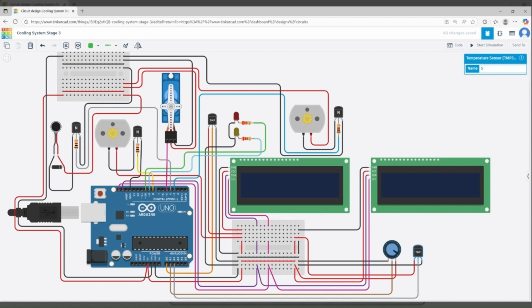Try adjusting the potentiometer to simulate different desired temperatures. Watch how the blower motor and compressor respond.